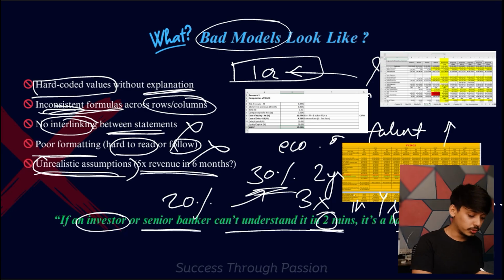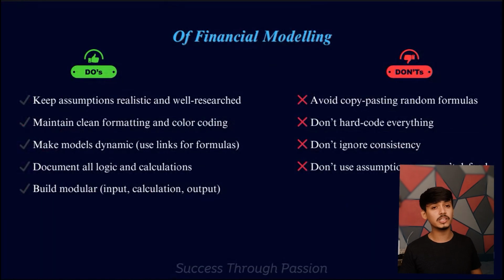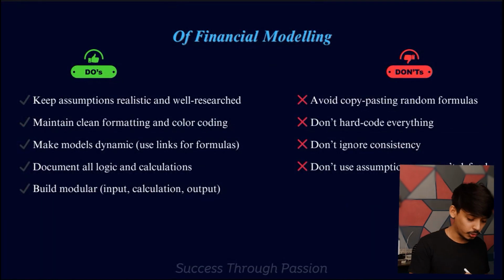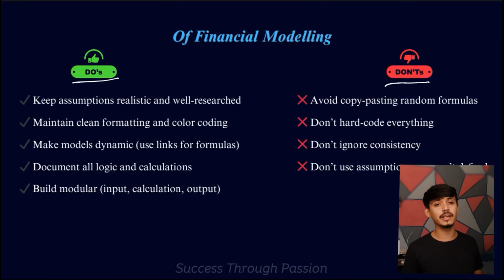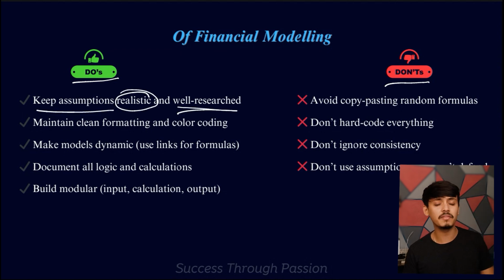So after going through the real life bad models, we are now finally on the last point, that is what are the do's and don'ts of creating a financial model. So first we are going to see the do's, and then we can move on to the don'ts. So first, keep assumptions realistic and well researched. This we have discussed from the start, that when you are building a model, your assumptions should be backed by research. The growth rate that you are predicting has to be well defined and well justified.